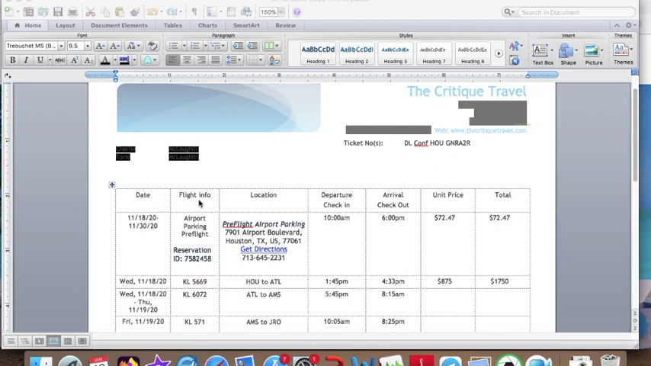So anyway, with that being stated, now I want to show you, I have all these categories, which are date, flight info, location, departure, check-in, arrival, check-out, unit price, and total. So when we start with the date, of course, that's going to be the dates that are involved. So I always start, usually it's going to be first, with where you're going to park your vehicle, because that's the beginning leg of your journey, unless you're not driving to the airport.